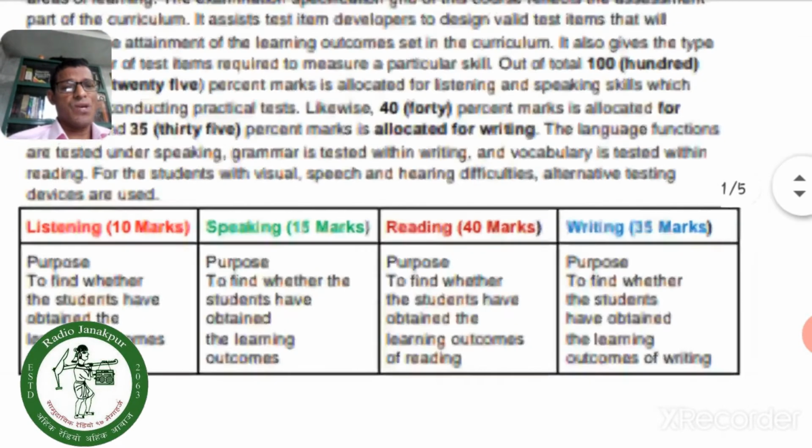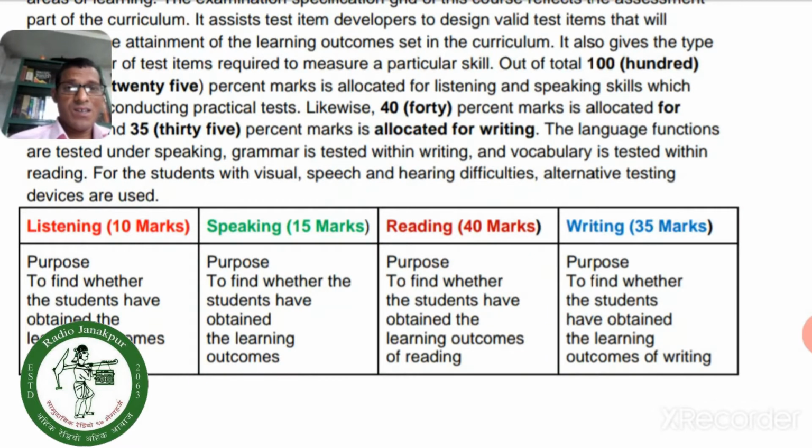So while talking about these 4 language skills, as I have told you earlier and am repeating here, listening skill is of 10 marks. In the same way, a speaking skill will also be tested, and speaking covers 15 marks. Both listening and speaking will be taught orally, and they will be tested in the practical way. That's why both listening skill and speaking skill are of 15 marks.